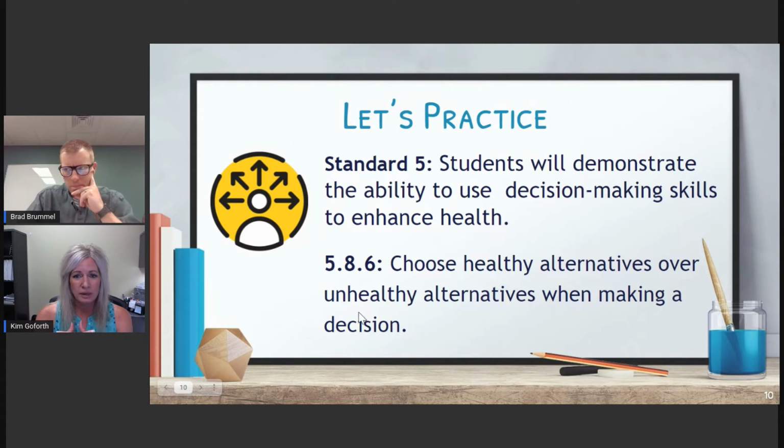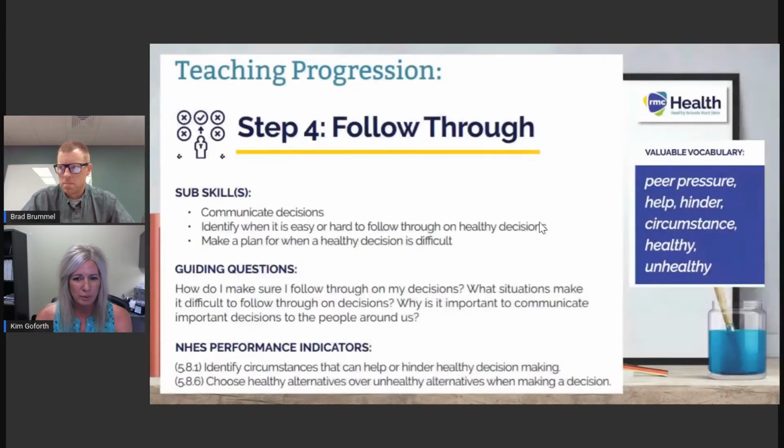So we're going to work today with Standard 5. Standard 5 is about decision making, so students will demonstrate the ability to use decision making skills to enhance health. If we want to further narrow our focus, we're going to look at performance indicator 5.8.6, which is a 6-8 grade span performance indicator, talking about choosing healthy alternatives over unhealthy alternatives when making a decision. And so if those are our outcomes, Brad, model through how we would use this strategy to target this performance indicator.